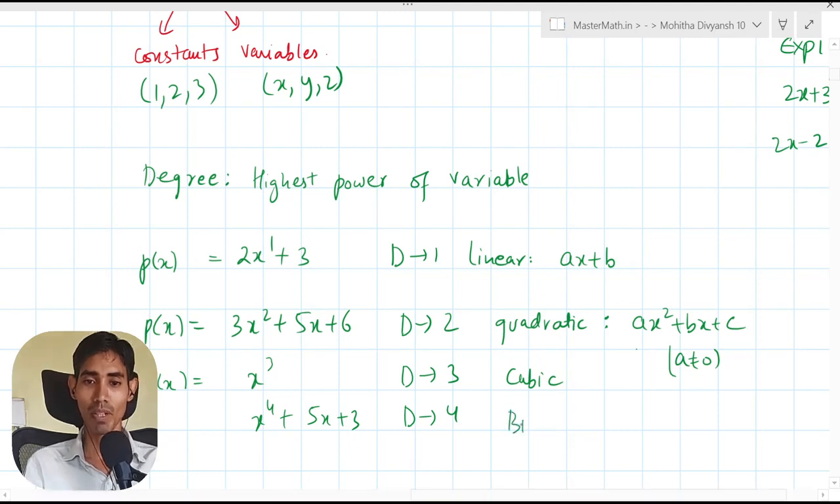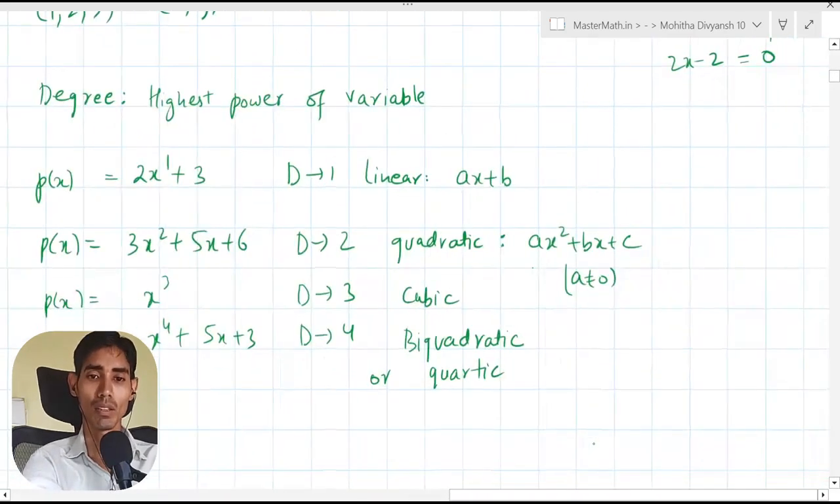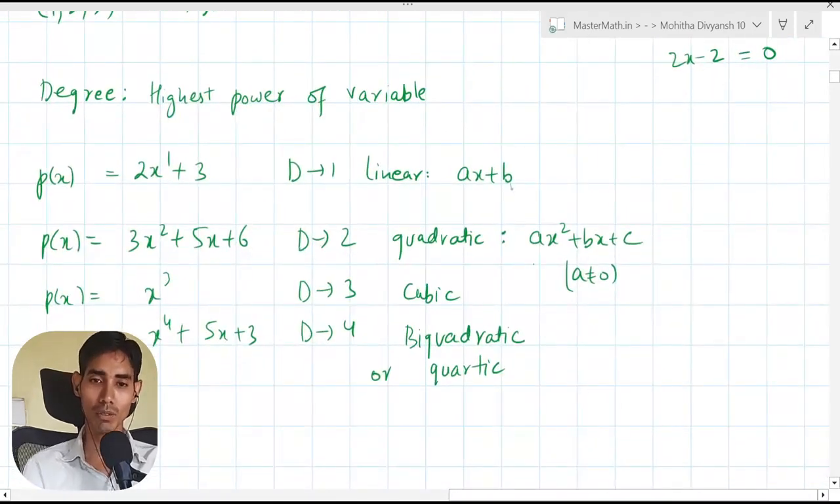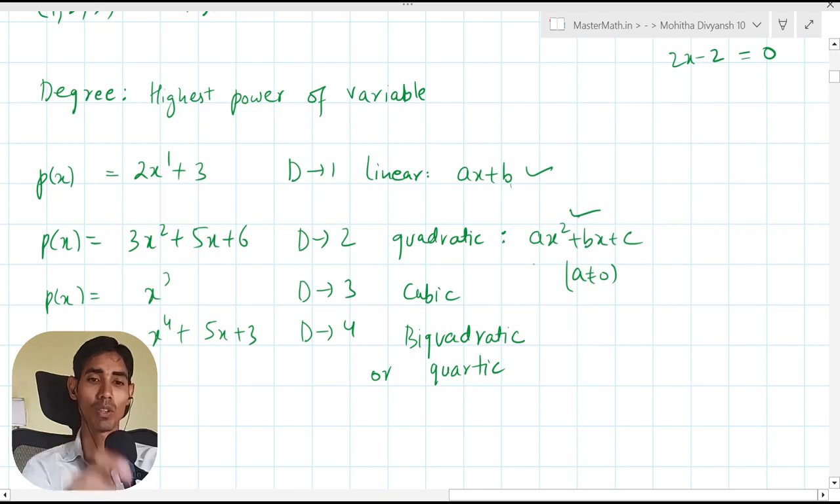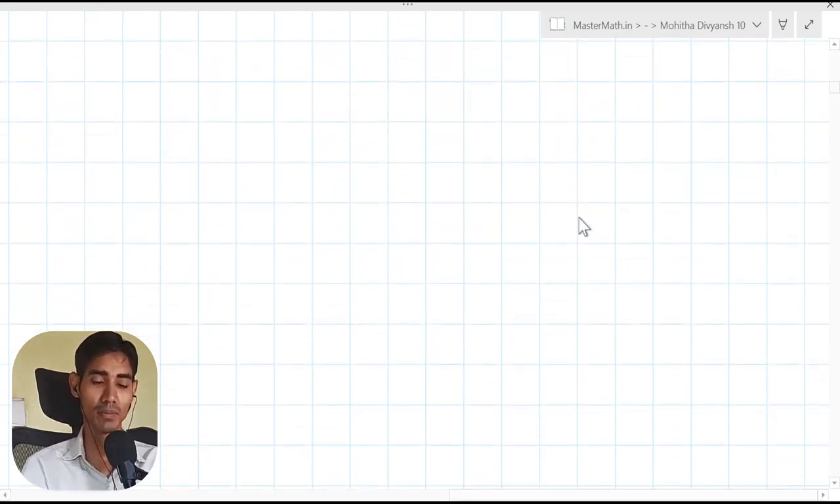Biquadratic or quartic, either of them is okay. And so we need to remember the standard form. That is what I needed from this section. Highest power of variable.